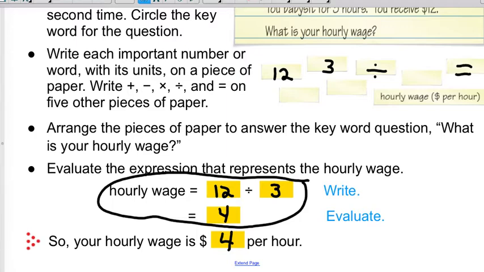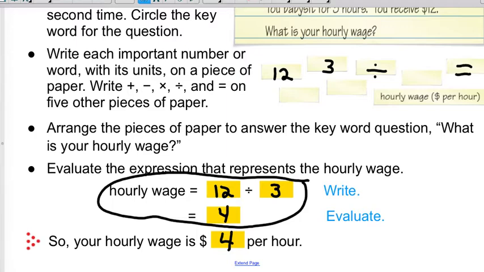The next question you have, though, how can you use your hourly wage to find how much you will receive for any number of hours? What can I do to make it tell me how much I'm going to make no matter how many hours? How can I write an algebraic expression, do you think? First of all, do you even know what an algebraic expression is? Can somebody tell me what an algebraic expression is? Give it a try. Yeah, you do use at least one variable or letter in place of a number. Okay?